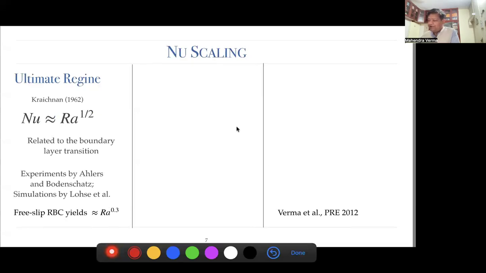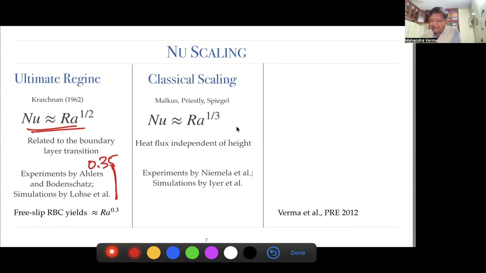Now let's look again at the three theories. First is the ultimate regime theory, by Kraichnan. Nusselt goes as Rayleigh to the half. It's connected to the boundary layer transition. Some experiments claim that we are going towards that, but nobody has reached half. But a 0.35 exponent has been observed in some experiments. However, some other experiments only see 0.3 or 0.31. This theory is called classical scaling, and it is based on Malkus, Priestley, and Spiegel's argument. I won't get into the argument. I'll just say that it is 0.3.